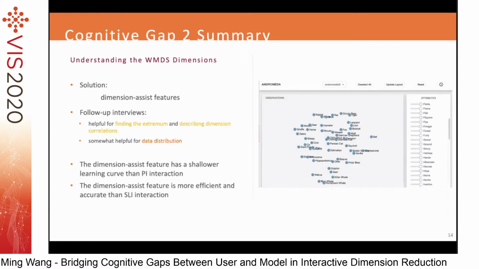And we also monitored the participants' interaction to discover some potential patterns. So although the functionality of the dimension assist feature overlaps with the parametric interaction on finding extremes and defining data distribution, the dimension assist feature has a shallower learning curve than parametric interaction. And also, it is more efficient and accurate than surface level interaction. In surface level interaction, it is very easy to overlook some important data points. So overall, we think the dimension assist feature offers some improvements on acquiring dimension related information.